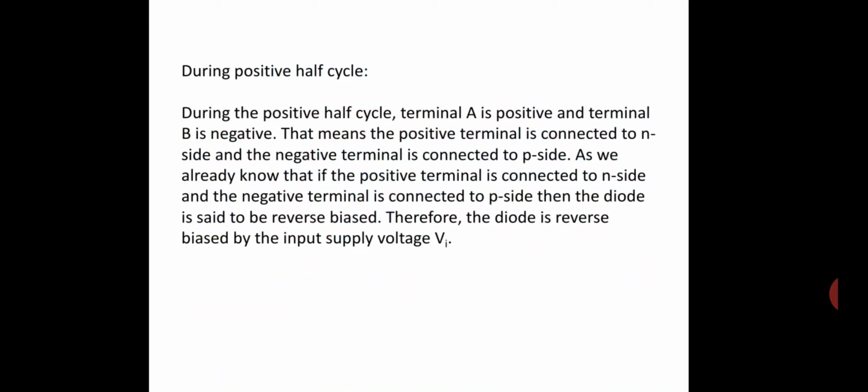During the positive half cycle, terminal A is positive and terminal B is negative. That means the positive terminal is connected to the N side and the negative terminal is connected to the P side. As we already know, if the positive terminal is connected to the N side and the negative terminal to the P side, the diode is said to be reverse biased. Therefore, the diode is reverse biased by the input supply voltage Vi.